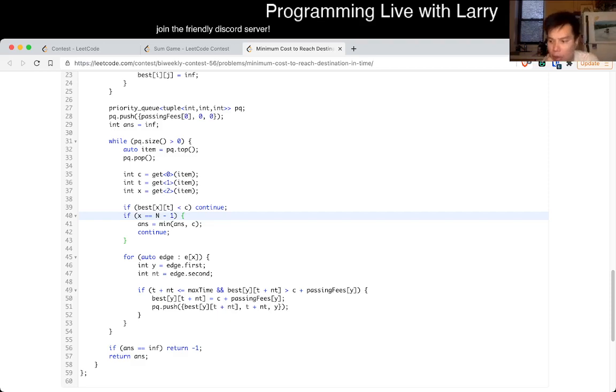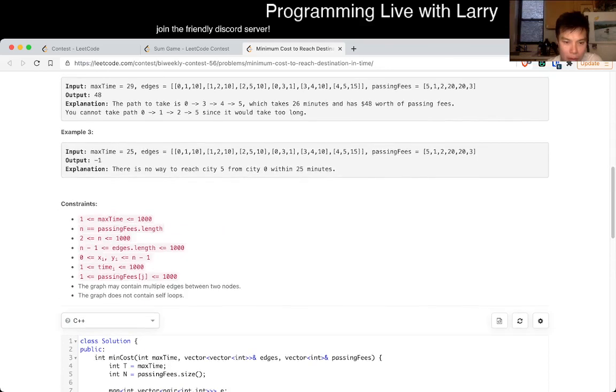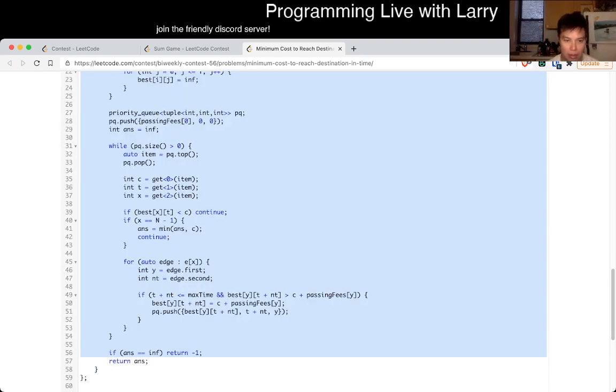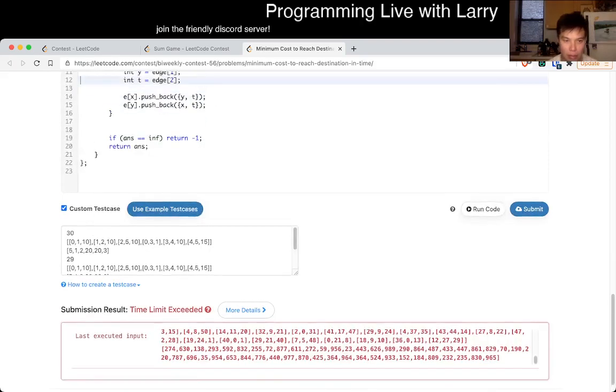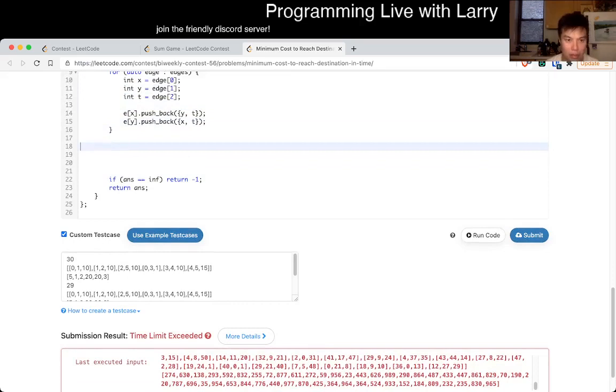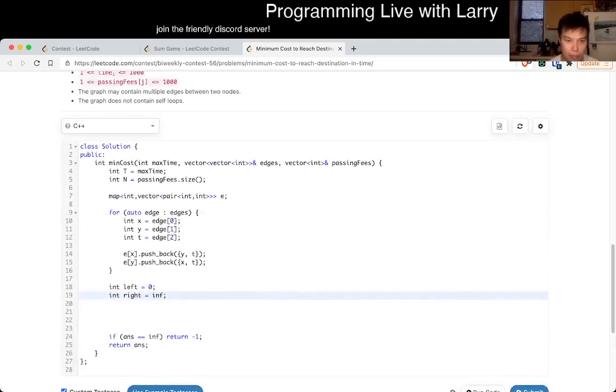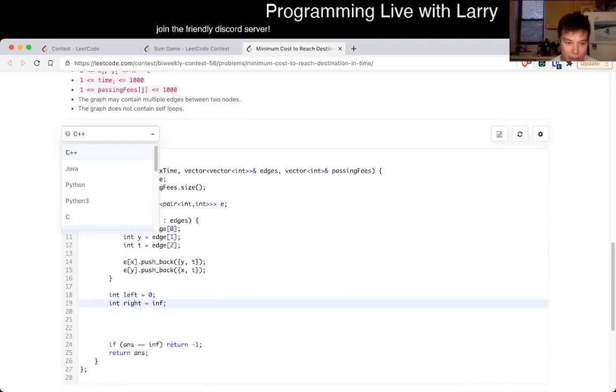Can I do a binary search on a cost? So the cost is going to be at most a million. And then it just becomes simple Dijkstra. Let's try that. Half an hour left. Okay. Let's do it in Python just in case.